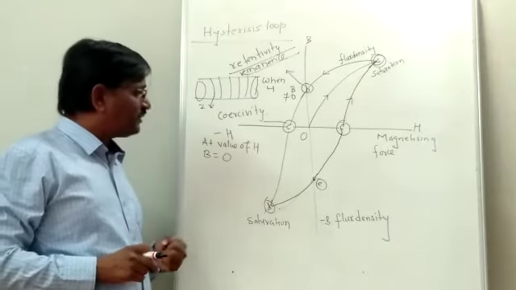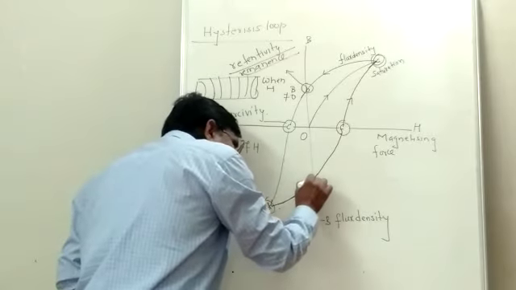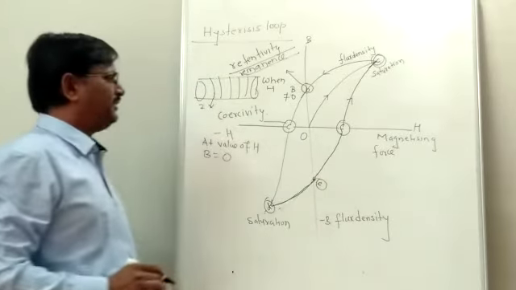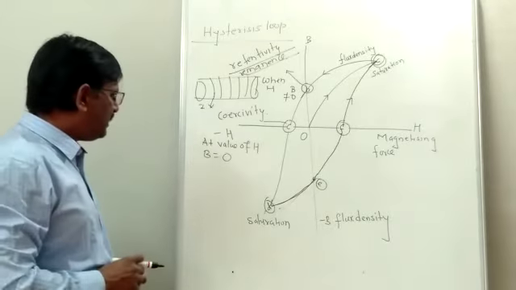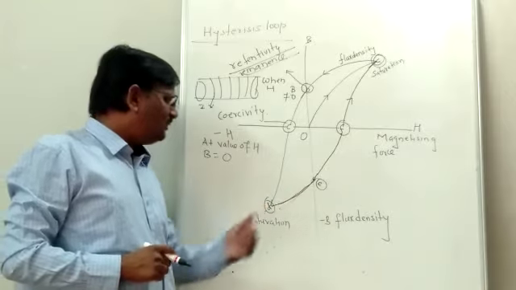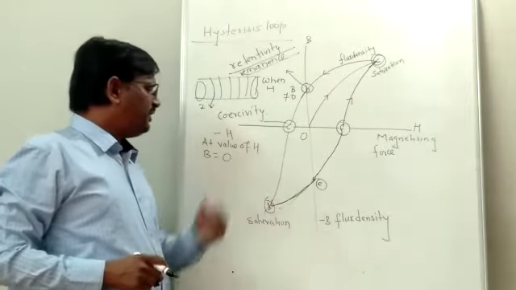Along the path D, when H is decreased, B also decreases.